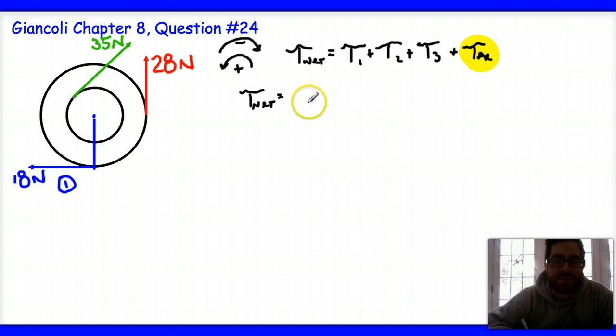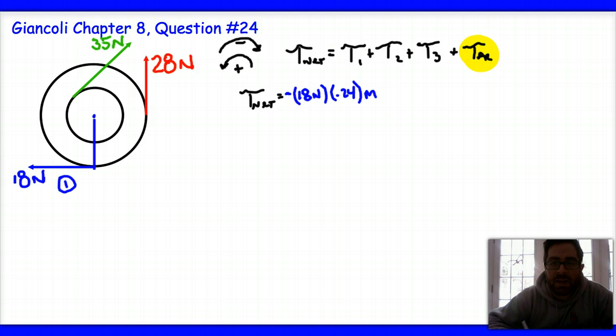It's 24 centimeters. So since that has a tendency to rotate the system in the clockwise direction, it's going to be negative. So I'm going to say 18 newtons times my distance, which is going to be 0.24 meters. However, that has to be negative. This term has to be negative.